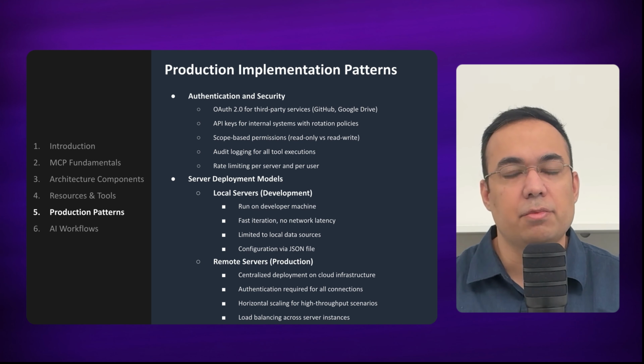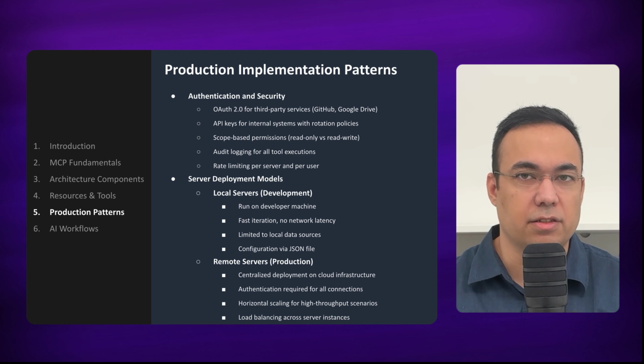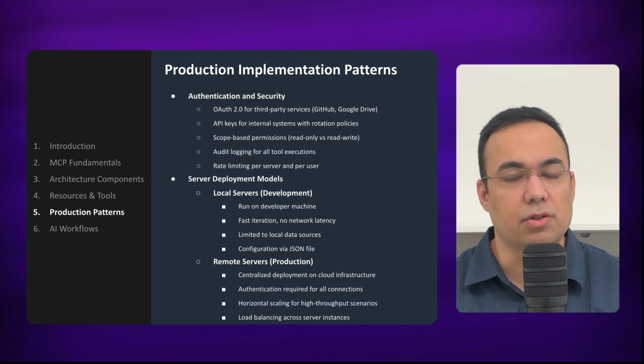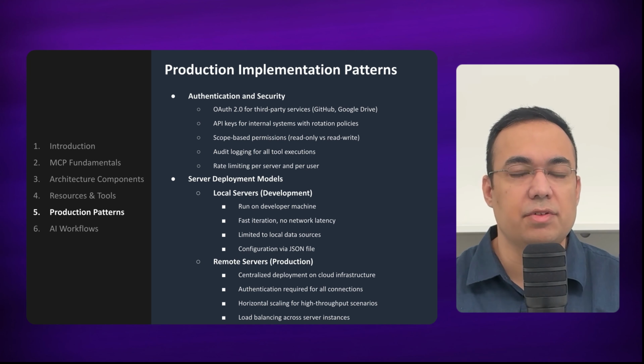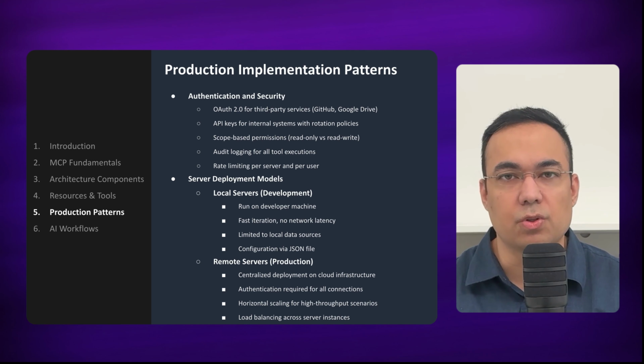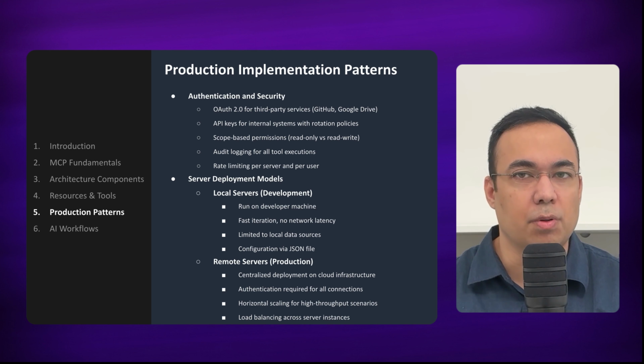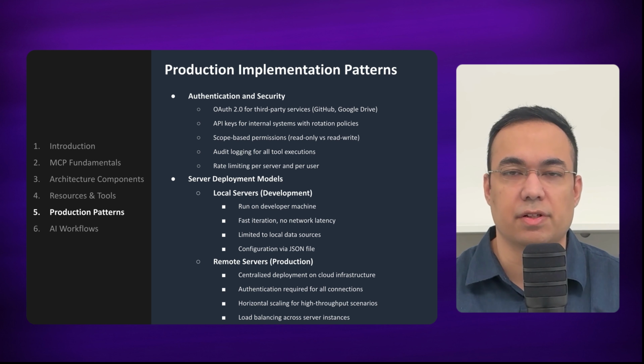In practice, many production systems use a hybrid architecture. Critical data requiring strong authentication goes through remote authenticated servers. Non-sensitive data like public documentation can go through local servers to reduce latency. This approach gives you fast access to public data and secure access to sensitive data.